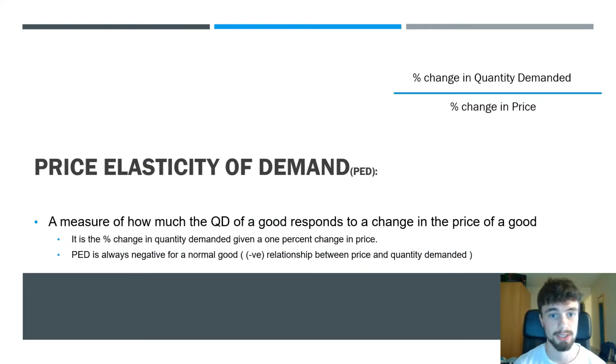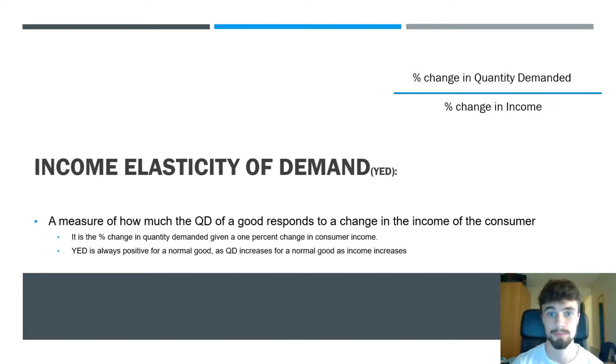So the price elasticity of demand, or P.E.D., is a measure of how much the quantity demanded of a good responds to a change in the price of a good. So basically that means it is the percentage change in quantity demanded given a 1% change in price. P.E.D. is always negative for a normal good, because if you think about it, if price goes up, demand goes down. The formula for P.E.D. is in the top right if you want to use it.